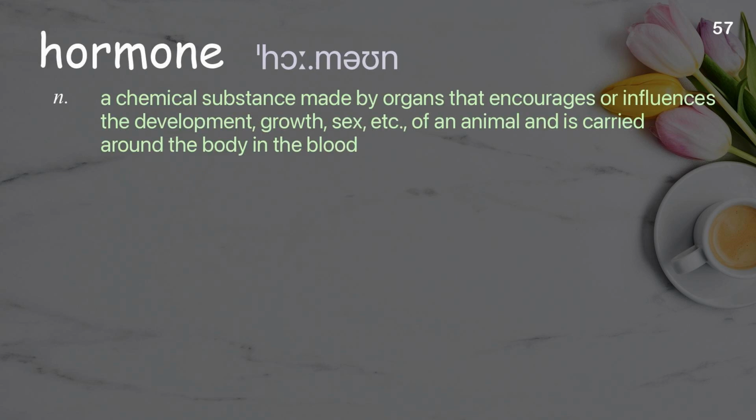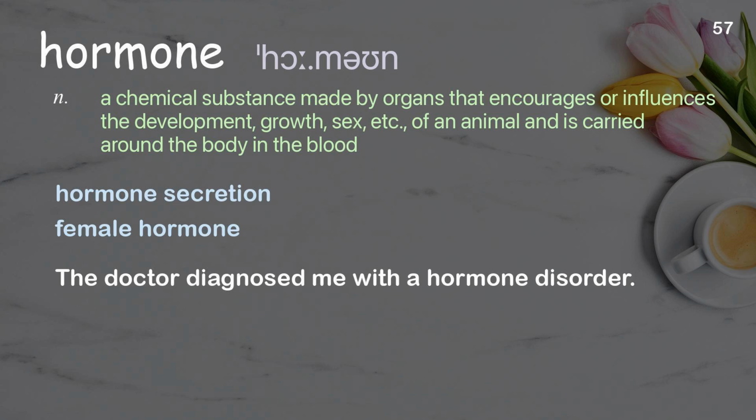Hormone. A chemical substance made by organs that encourages or influences the development, growth, sex, etc. of an animal and is carried around the body in the blood. Examples. Hormone secretion. Female hormone. The doctor diagnosed me with a hormone disorder.